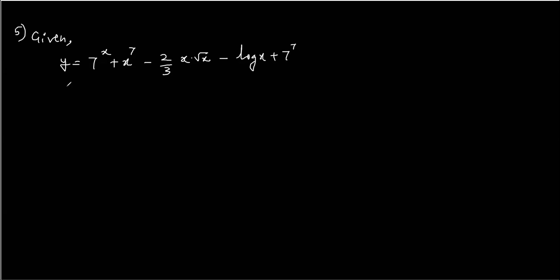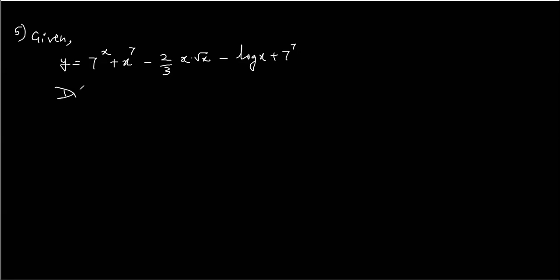So here we take one more example. This is number 5 from the textbook. I have here given y equals 7 raised to x plus x raised to 7 minus 2 upon 3x root x minus log of x plus 7 raised to 7. So as the question says, differentiate this with respect to x.